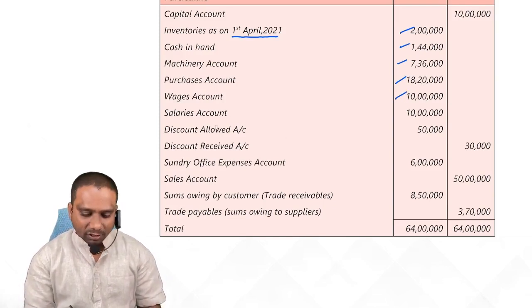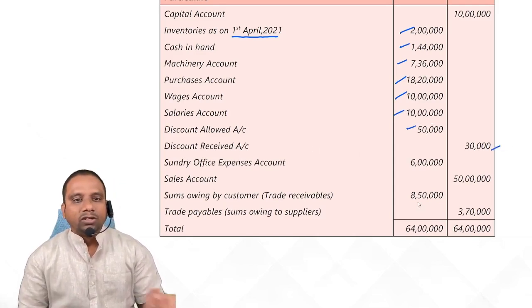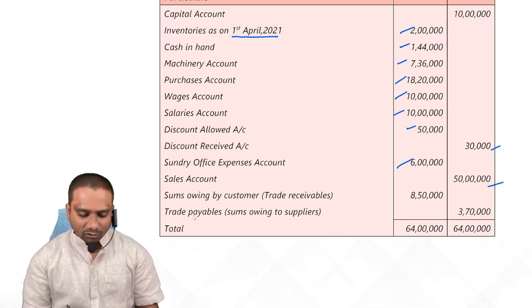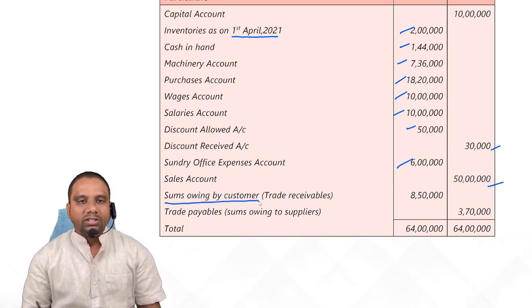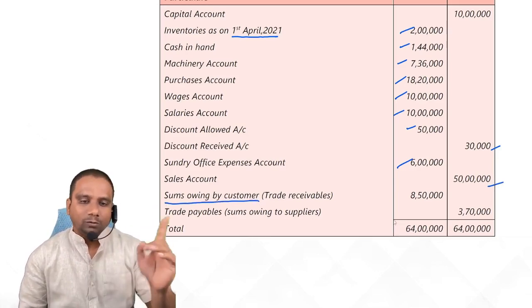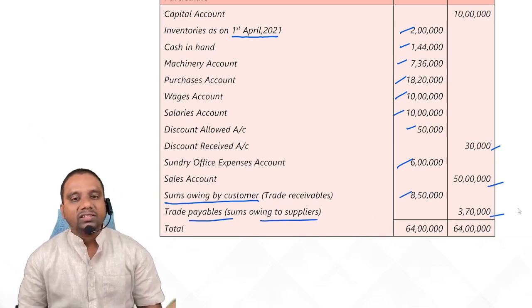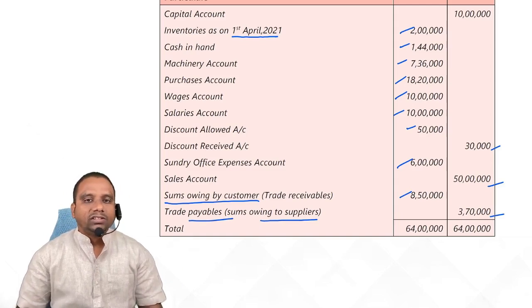Wages, trading account debit. Salaries, profit and loss account debit. Discount allowed, profit and loss account debit. Discount received, profit and loss account credit. Sundry office expenses, debit to P&L account. Sales, credit to trading account. Sums owing by customers means debtors. Debtors are an asset in the balance sheet. Next, trade payable. Sums owing to suppliers. Creditors, balance sheet. That's it, students.